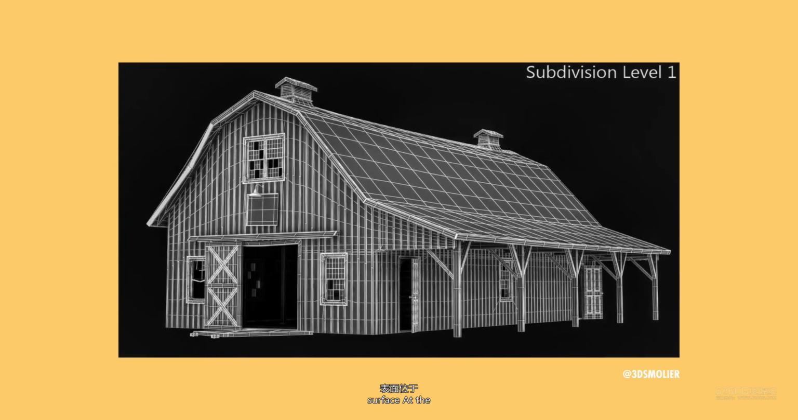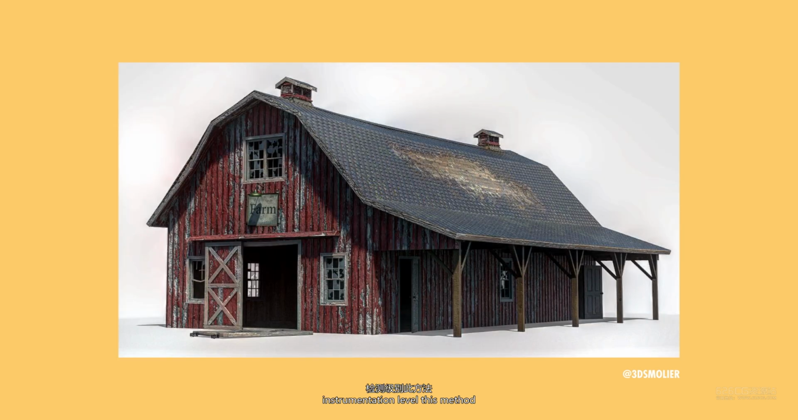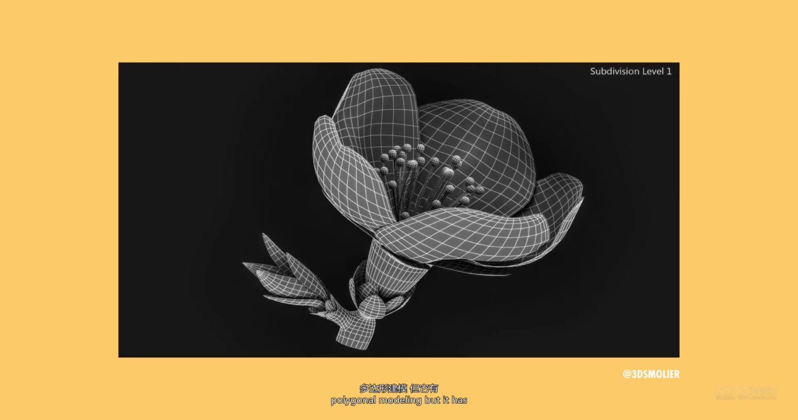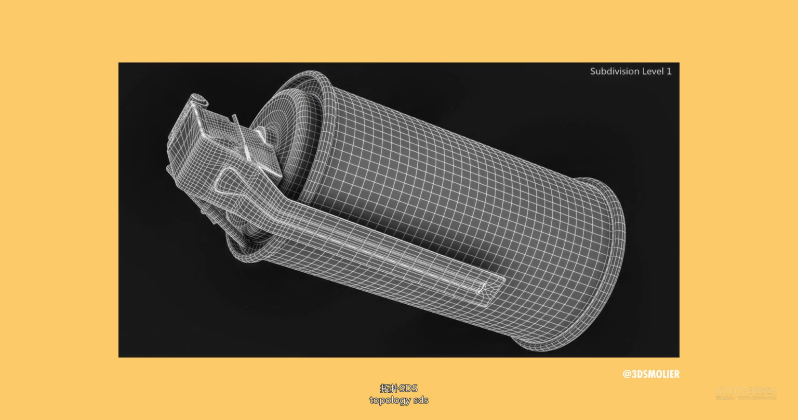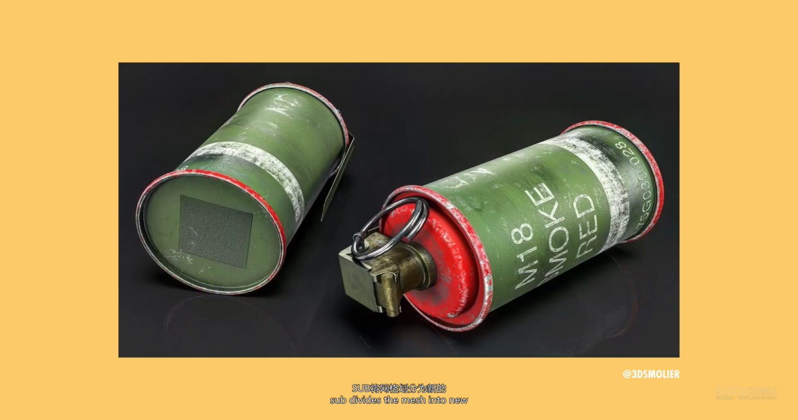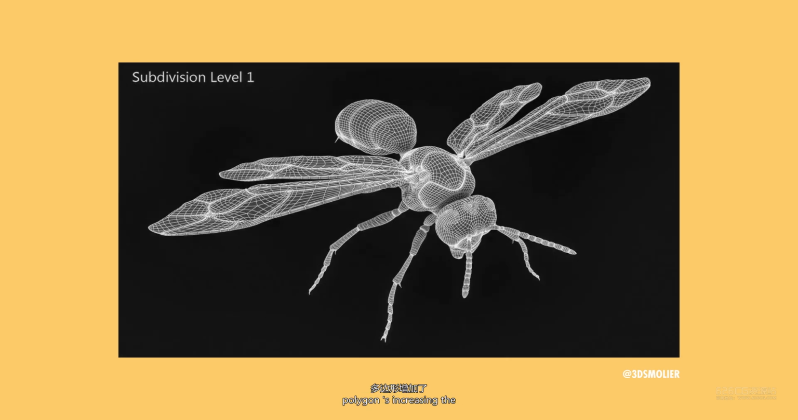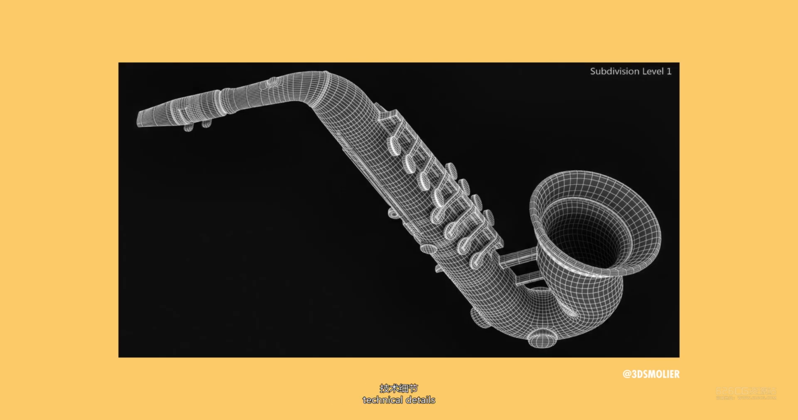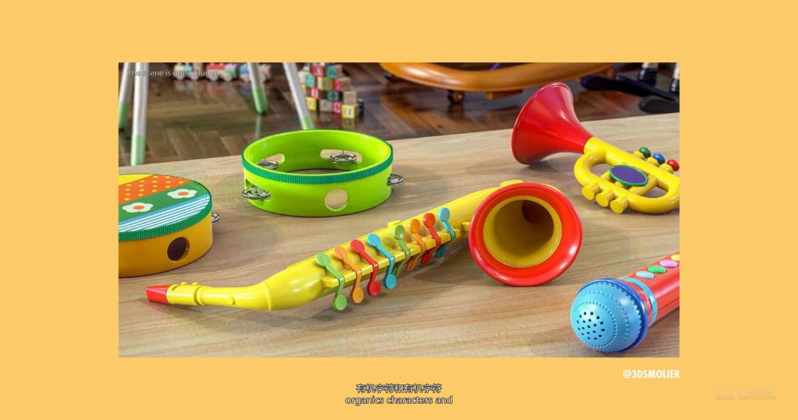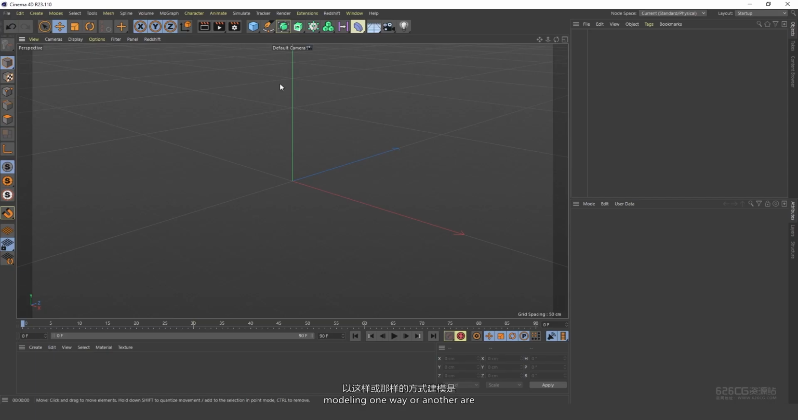Modeling for subdivision surface. At the instrumentation level, this method practically does not differ from polygonal modeling, but it has its own subtleties and nuances of working with the model's topology. SDS subdivides the mesh into new polygons, increasing the level of detail and smoothing the geometry. This method is often used when creating any technical details, organics, characters, and more. All types of modeling one way or another are finalized by modifiers and generators. To achieve the desired result and speed up the process of creating a model, all these methods are often combined with each other.